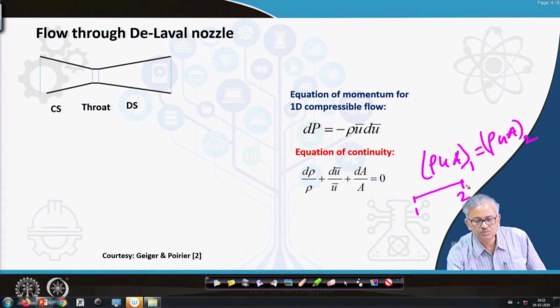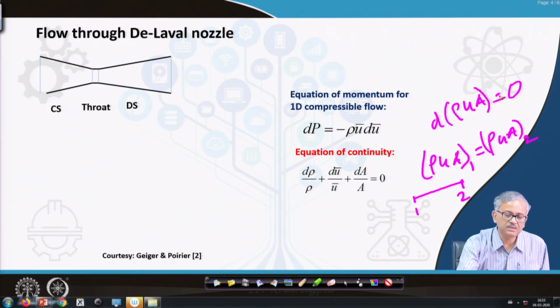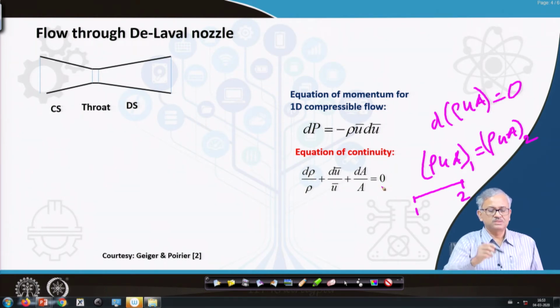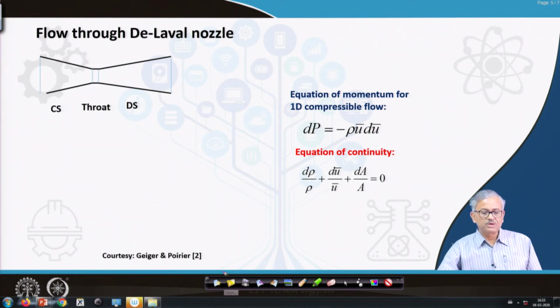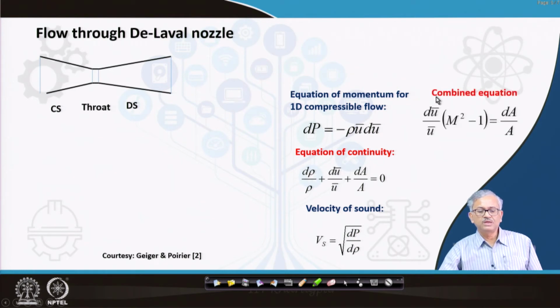So the mass rate at this point should be equal to the mass rate at the other point, because mass cannot be accumulated. That is the continuity equation. Or you can write d of rho uA equal to 0, and if you expand this and divide throughout by rho uA, you will get this relation. Then velocity of sound is defined as the square root of the rate of change of pressure with density. That is the definition of the velocity of sound.